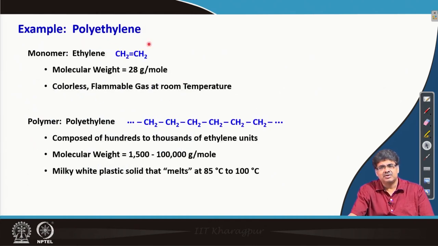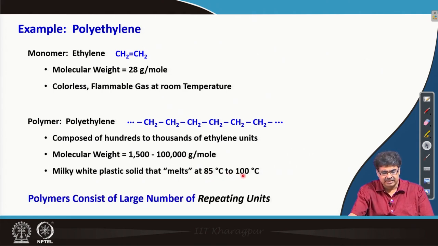For example, polyethylene is the most commonly used polymer in our daily life. It is prepared from the monomer ethylene, which is a small molecule, a colorless, flammable gas at room temperature. Its polymer, polyethylene, has this structure, composed of hundreds to thousands of ethylene units, and the molecular weight is 1500 to typically 1 lakh or more. It's a milky white plastic solid that softens at 85 to 100 degrees centigrade. So, a polymer consists of a large number of repeat units. We will describe what we mean by repeat units now.